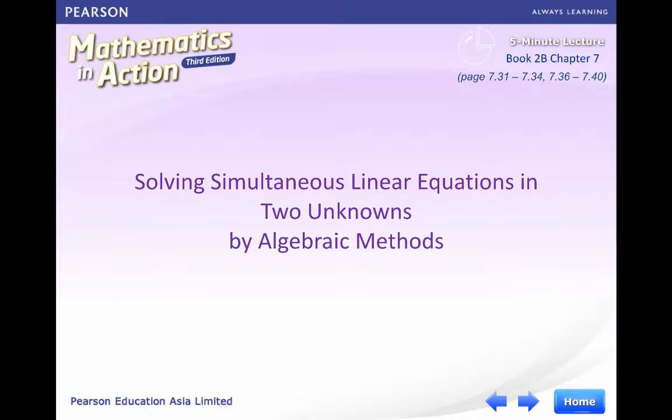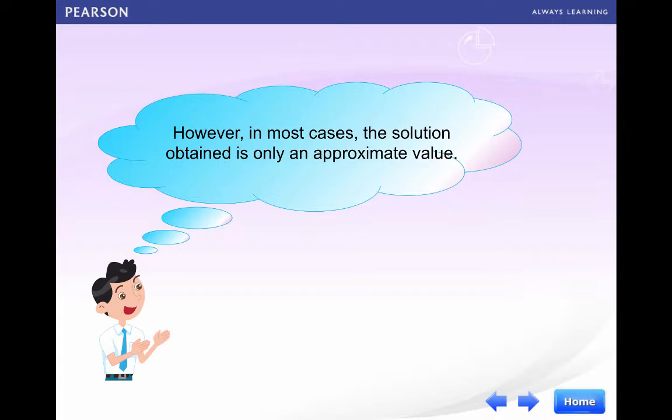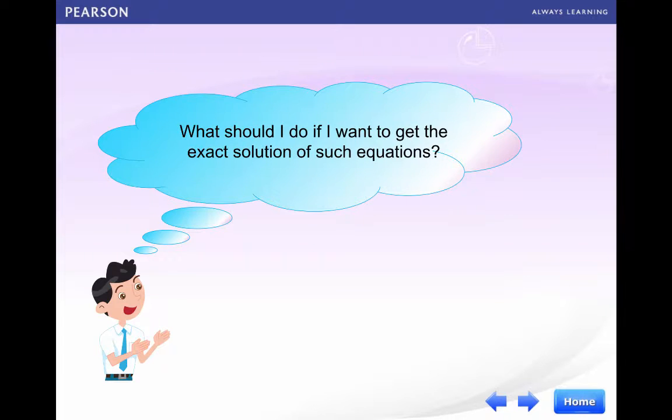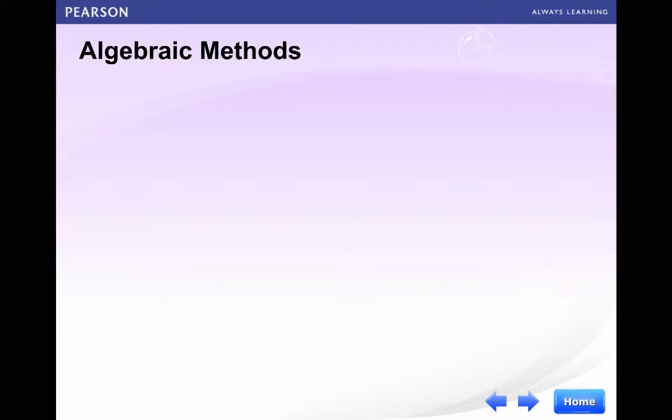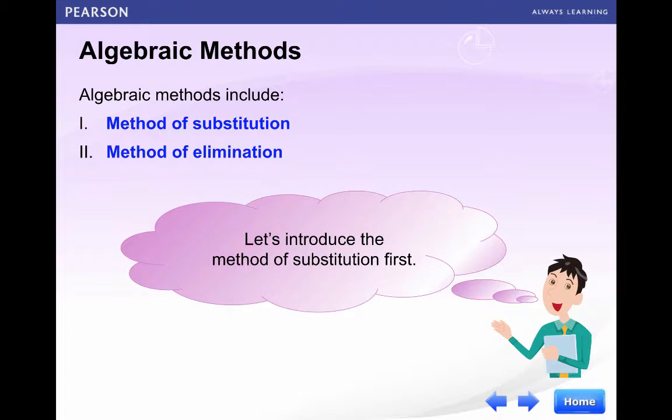Hi students, in this video we will talk about solving simultaneous linear equations in two unknowns by using algebraic methods. You've already learned the graphical method. Let's try something else. How do we find the exact solution? We can use algebraic methods. We have the method of substitution and the method of elimination.